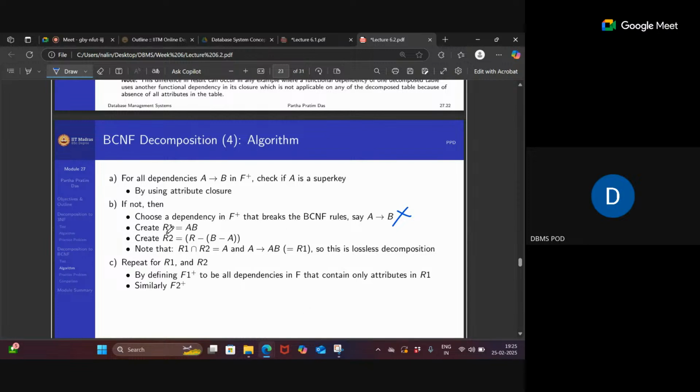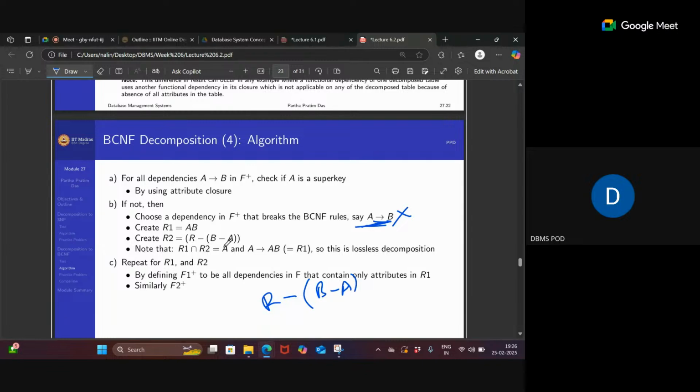That is breaking the BCNF rule. Then what do we have to do? We create a relation R1 by taking the attributes in the FD which is breaking the rule. So R1 has the attributes A and B together, and we create another relation R2 as R minus B, plus A. That is, the total attributes minus B, keeping A. Then we get relation R2. Note that R1 intersection R2 equals A, and A determines B. So this is a lossless join decomposition.